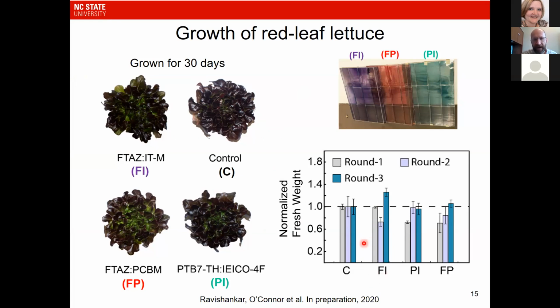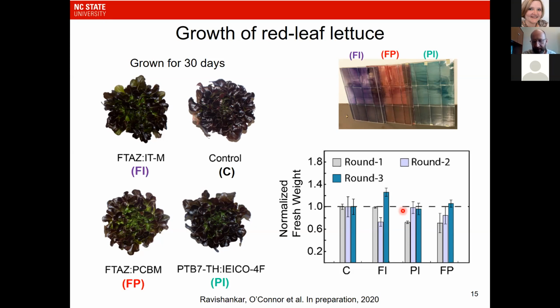But for this FI filter, this active layer material, the purple one and the bluish one, the PI, we see that statistically speaking, there's no real variation in the productivity of the crop, which is very promising that we can actually generate power without hurting the plant yield. And so that's where this work is currently at.